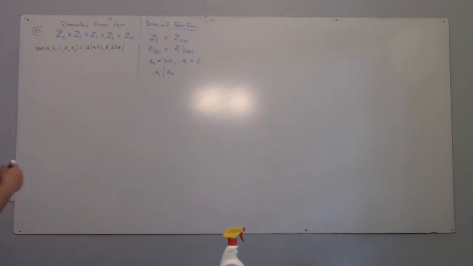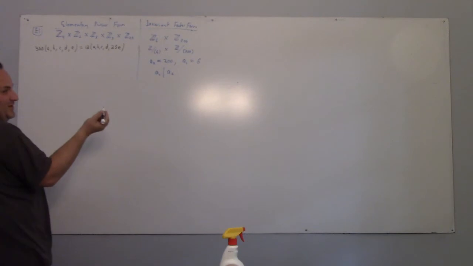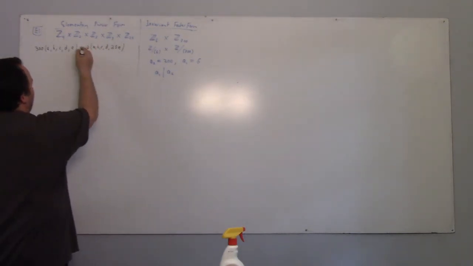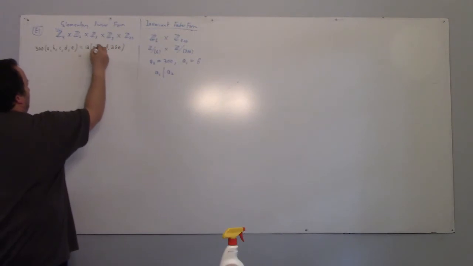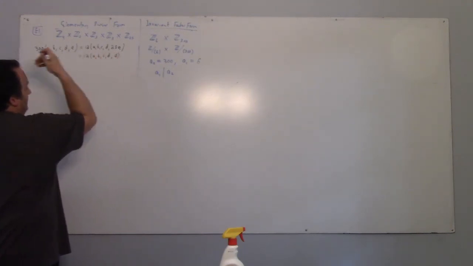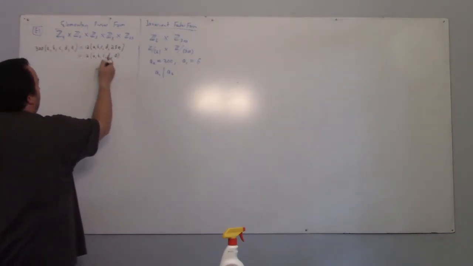So, I guess I don't need to use them all at once, right? Yeah. So the thing is, this is 12 times that, right? So it's 12 times A, B, C, D, 0.